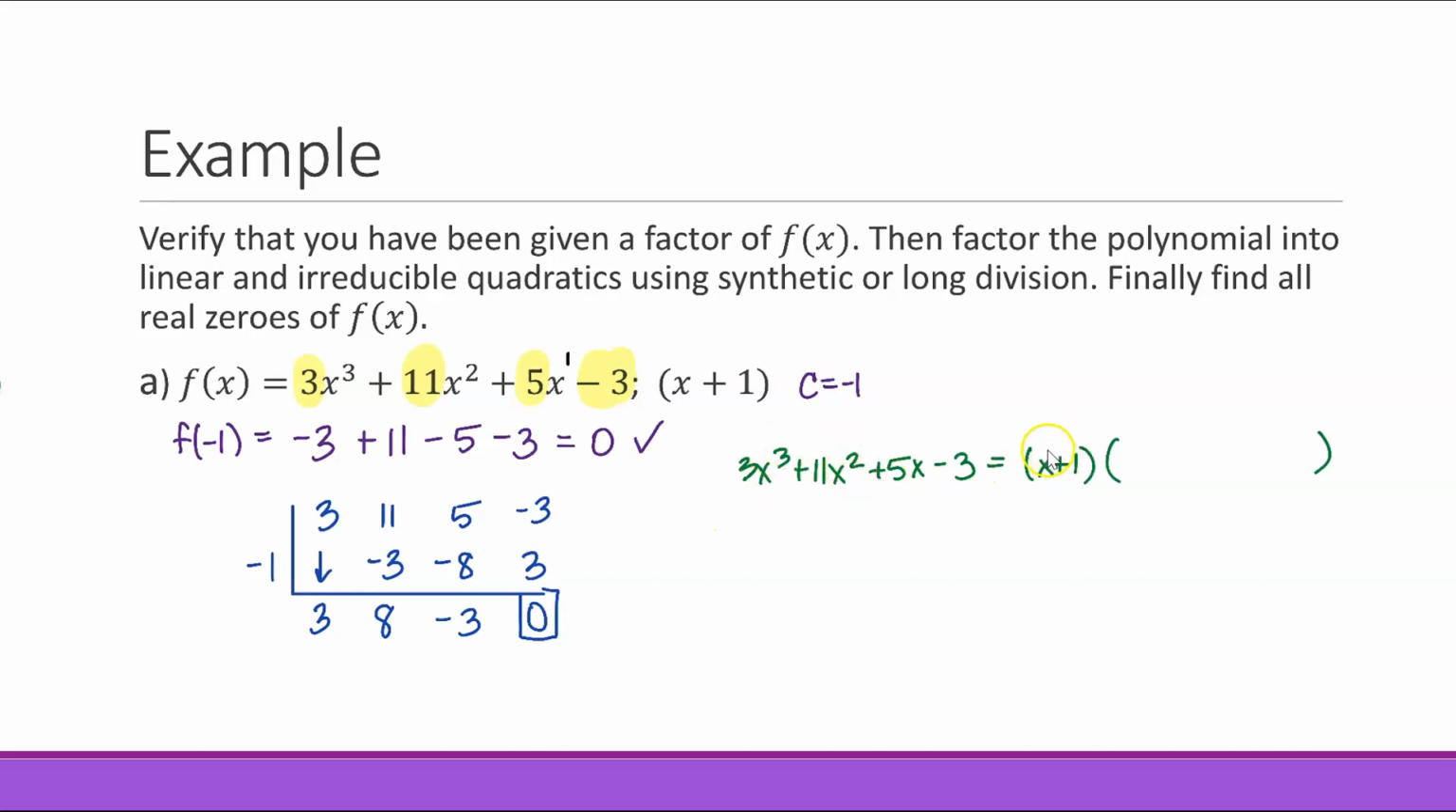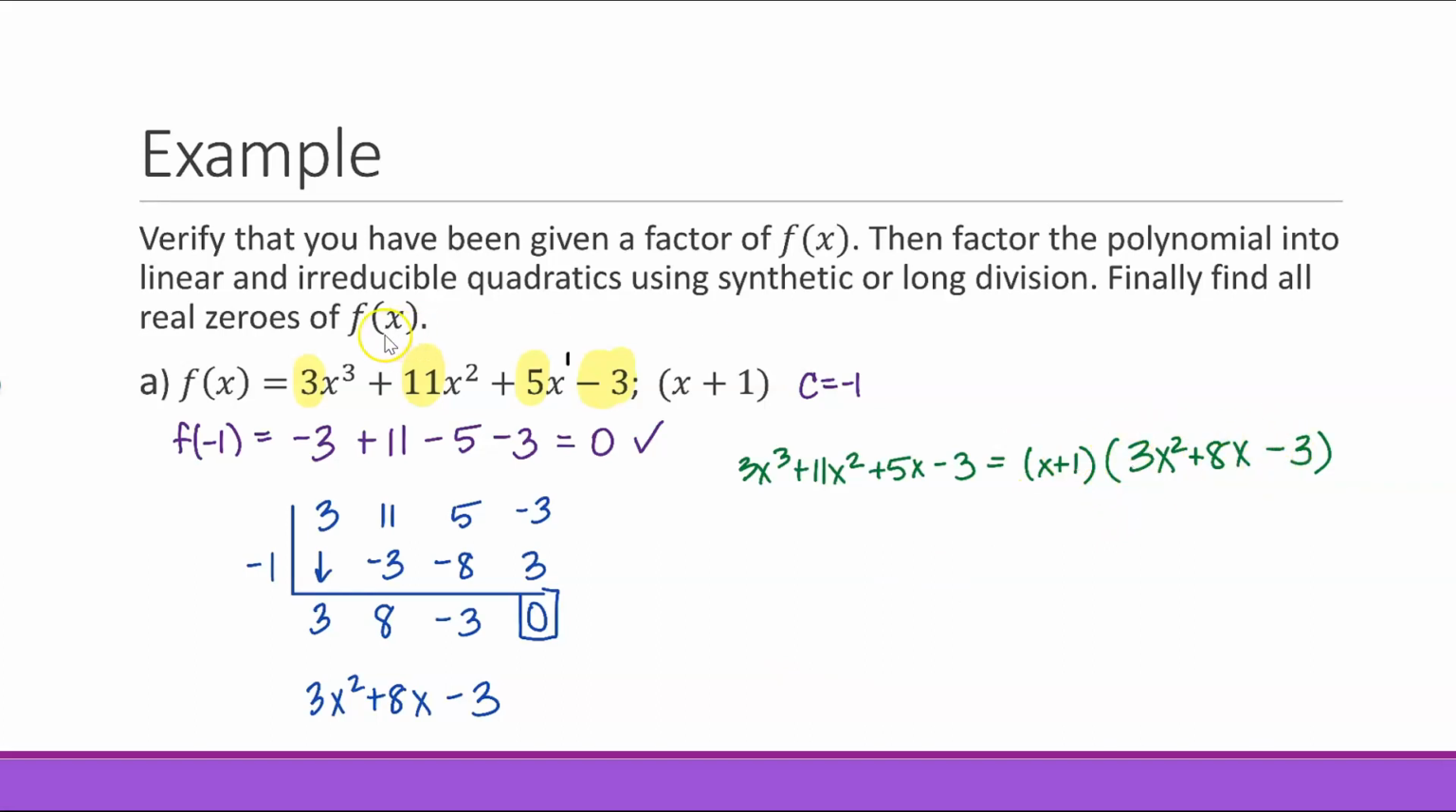Because if this is x to the first, I'd have to multiply something that's an x squared to get me to x cubed. So in other words, these three values, 3, 8, and a negative 3, are going to become the quadratic 3x squared plus 8x minus 3. So that's what I'm going to do, come on over here, 3x squared plus 8x minus 3. So far I have a linear factor and I have a quadratic.